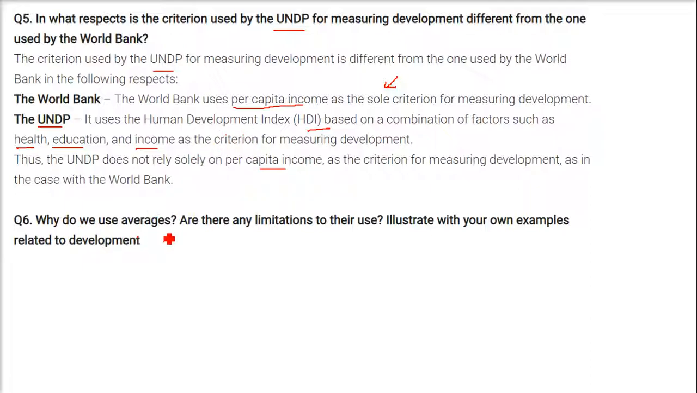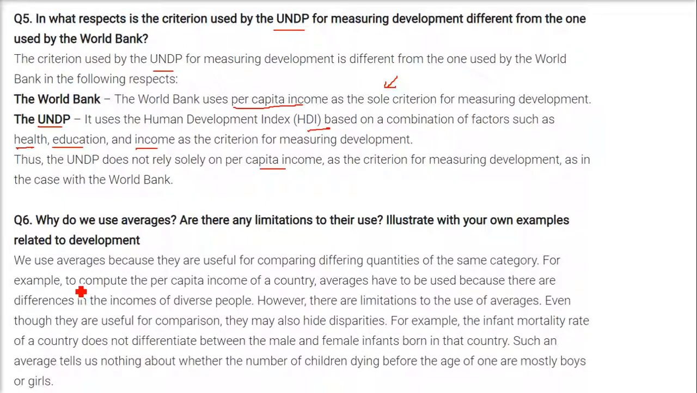Next is, why do we use averages? Are there any limitations to their use? Illustrate with your own examples related to development. So here, we use averages because they are useful. Average is a statistical term for comparing different quantities of the same category. For example, to compute the per capita income for a country, you add all the items and divide by the number of items. The average has to be used because there are differences in the income of diverse people. So various people will have different kinds of incomes.